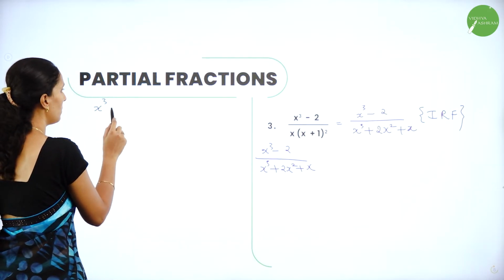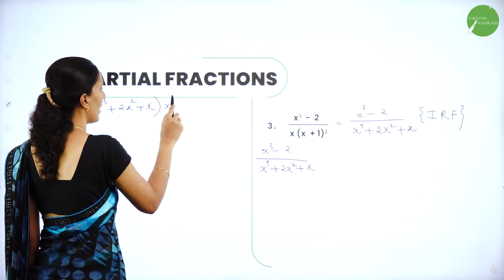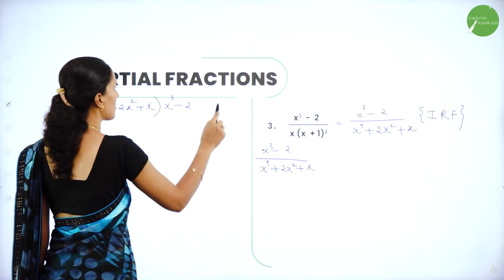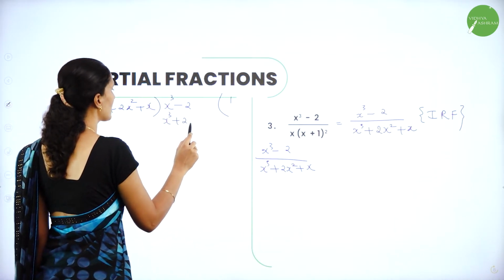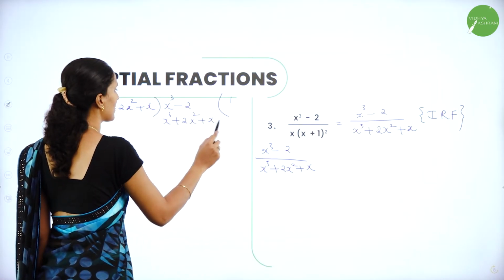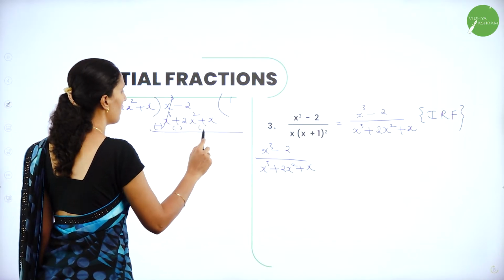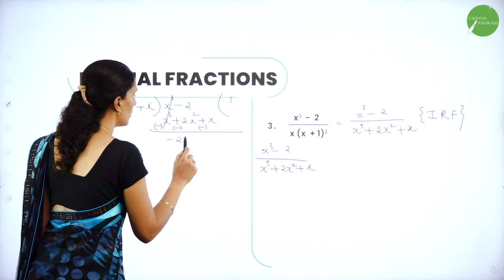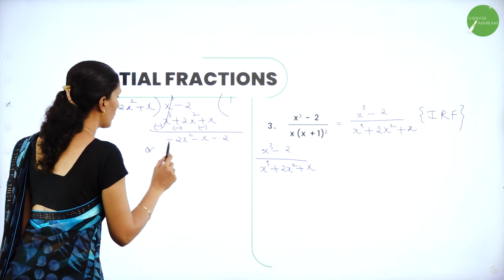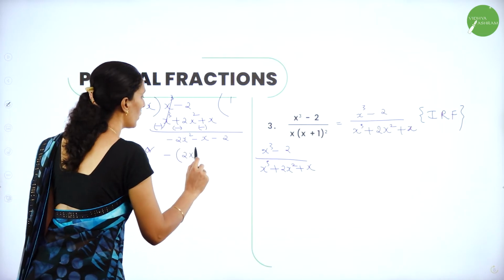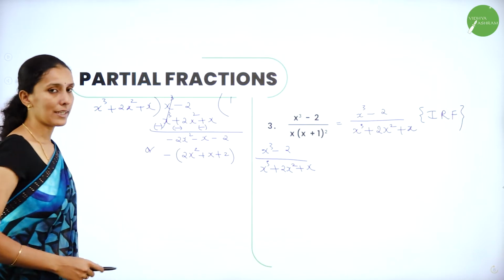We have (x cube plus 2x square plus x) into (x cube minus 2). So just multiply with 1 for this. You will get x cube plus 2x square plus x. Change the sign. Minus, x cube gets cancelled. Minus, minus. We have minus 2x square minus x minus 2. Or you can write this as minus (2x square plus x plus 2). Okay, so either of them is allowed.